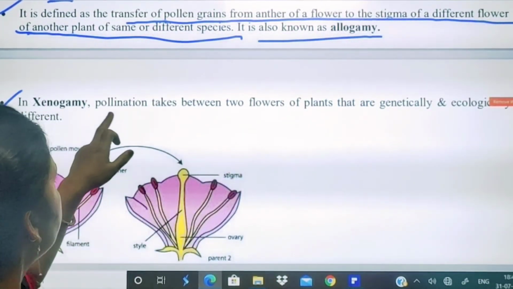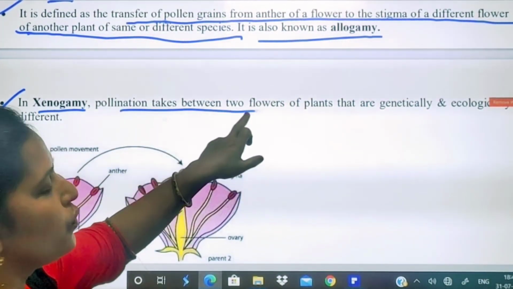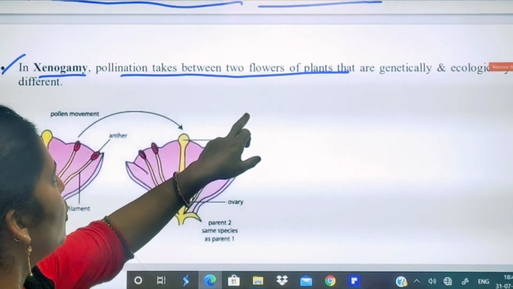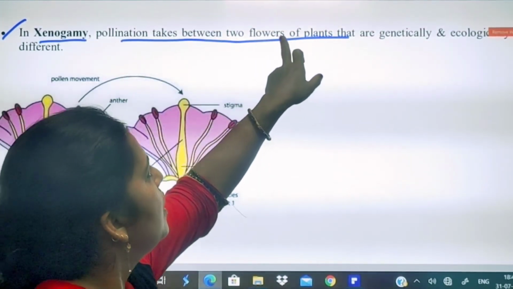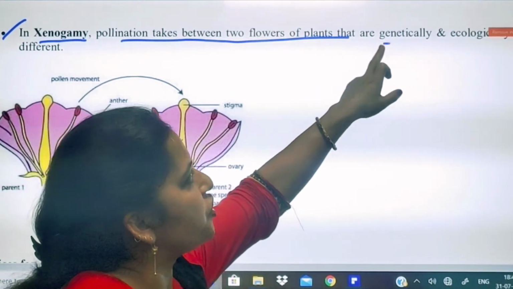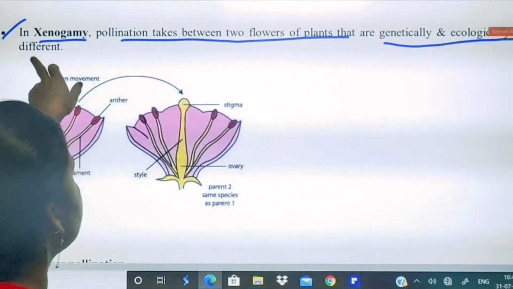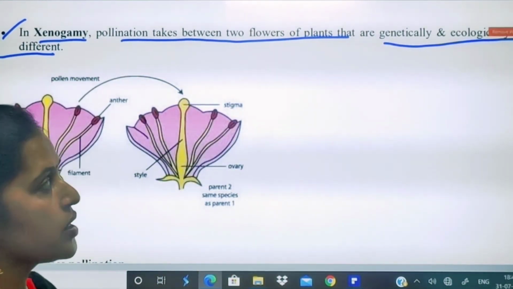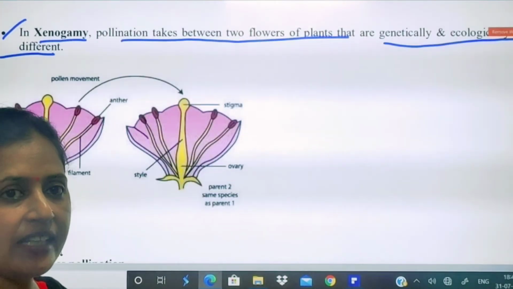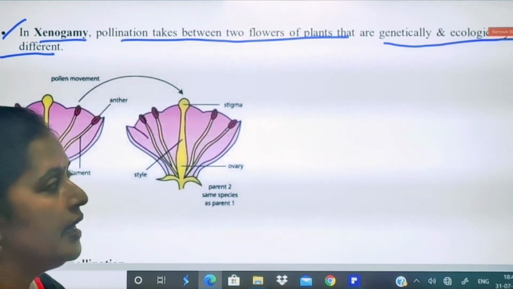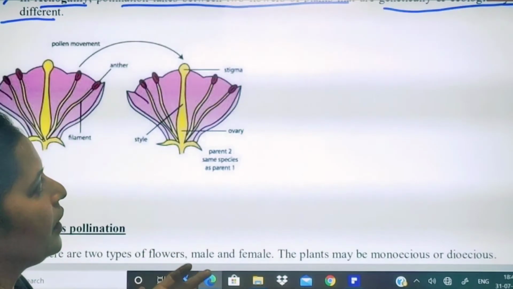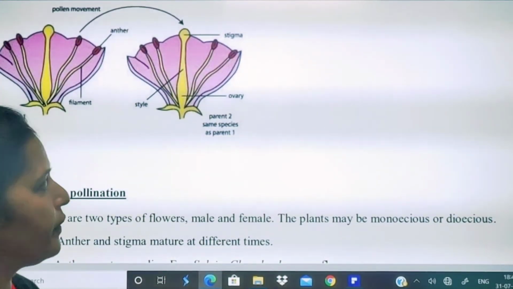In xenogamy, pollination takes place between the two flowers. Xenogamy के केस में जो pollination है वो take place करेगा two flowers of the plants that are genetically and ecologically different. जो दो flowers होंगे वो genetically either या तो same होंगे या genetically different होंगे. Genetically और ecologically क्या होंगे, वो different होंगे.